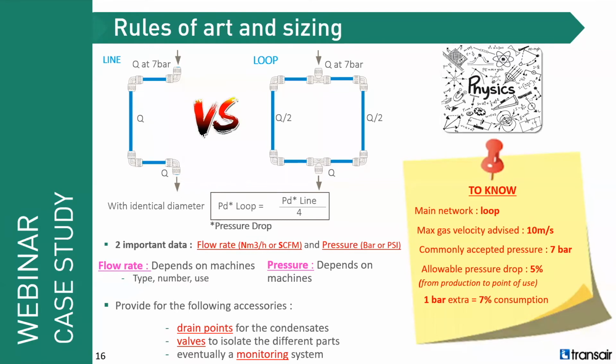Regarding pressure, the commonly accepted pressure is 7 bars. Most projects are working in 7 bars. This is really common. Regarding the pressure drop, we don't want more than 5% from the production to the point of use. And last, I remind you that 1 bar extra at your compressor ends up with 7% more consumption of electricity.